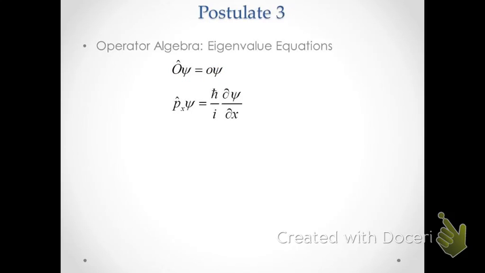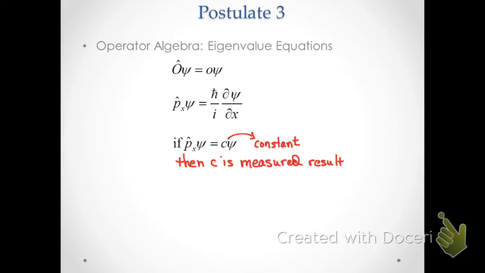Alright, so let's take a look at the situation here with momentum. So here's our momentum operator operating on psi. You may recall that our momentum operator was h bar over i, and it had the derivative associated with it. So when we operate on psi, we're just going to take the derivative of psi with respect to x. So if we operate on our wave function and we get a constant times our original function, then c, the constant here, is the eigenvalue.